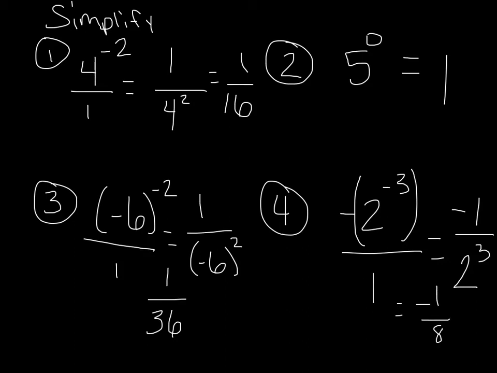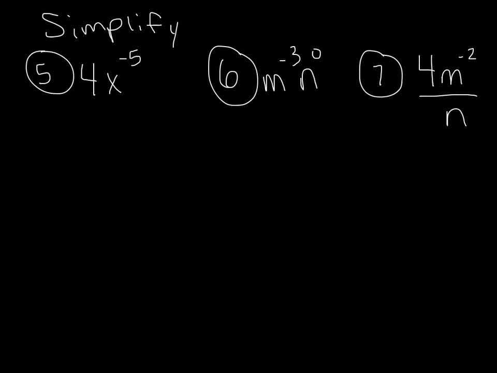Okay, so remember that negative sign, if it's not in parentheses with it, it's not attached. Let's try some more. Number 5, 4x to the negative 5. You have to be careful because that 4 is not attached to the exponent. The exponent only deals with the x, so the only thing you can move is the x. So it's kind of like the x to the negative 5 is in parentheses. So since it's a negative exponent on top, we need to move it to the bottom.